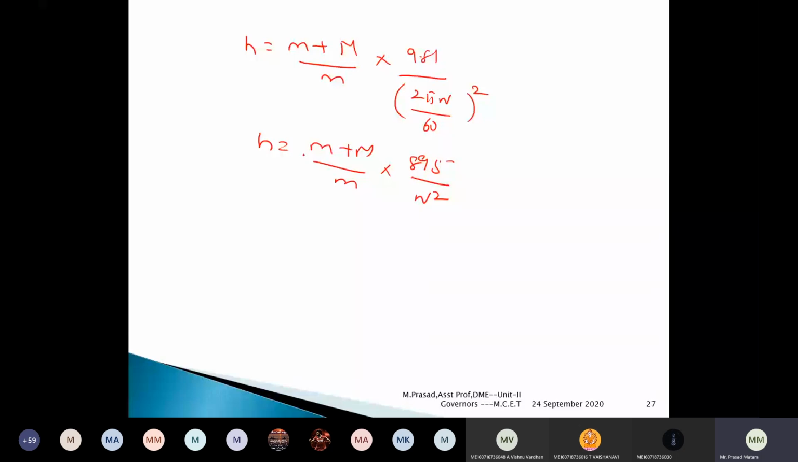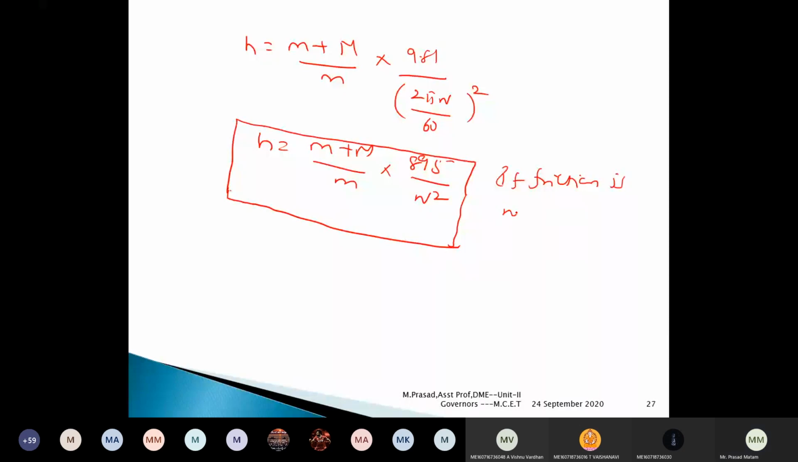This is the relationship between height and speed of a governor if friction force is not considered. Now, if friction force is considered, what is the equation?